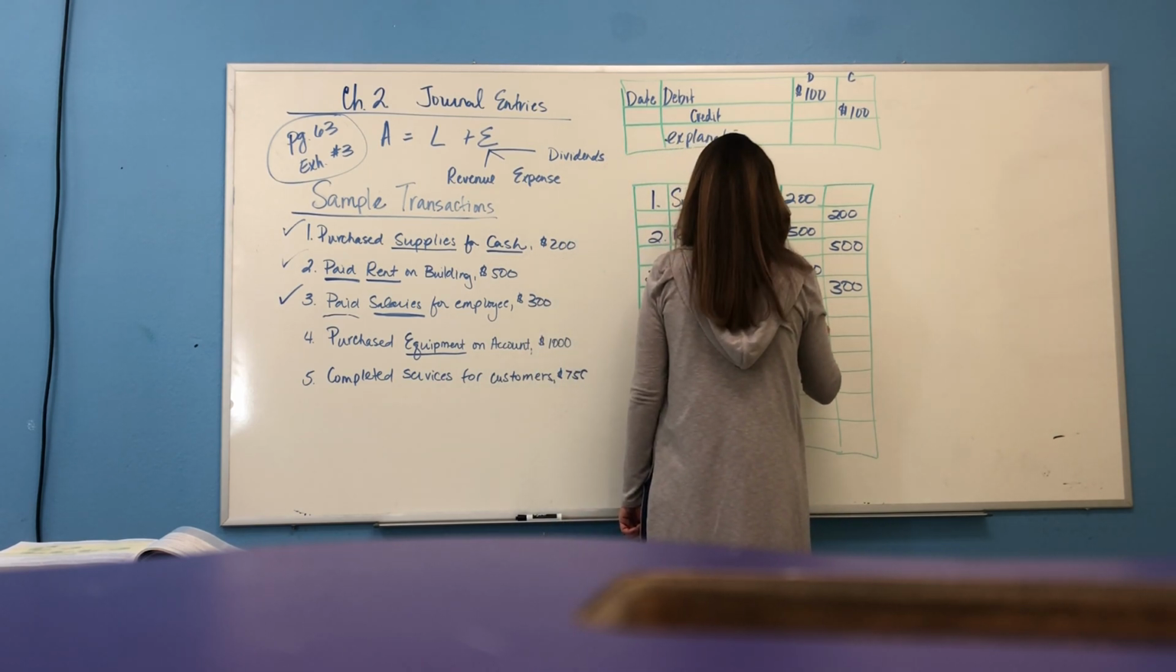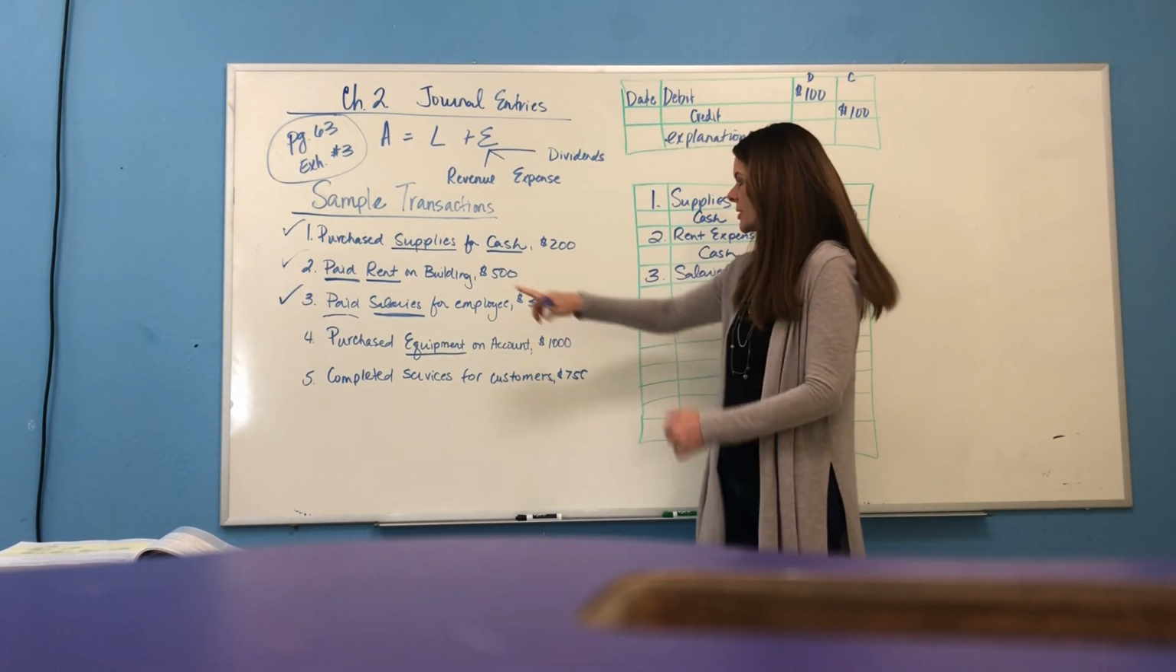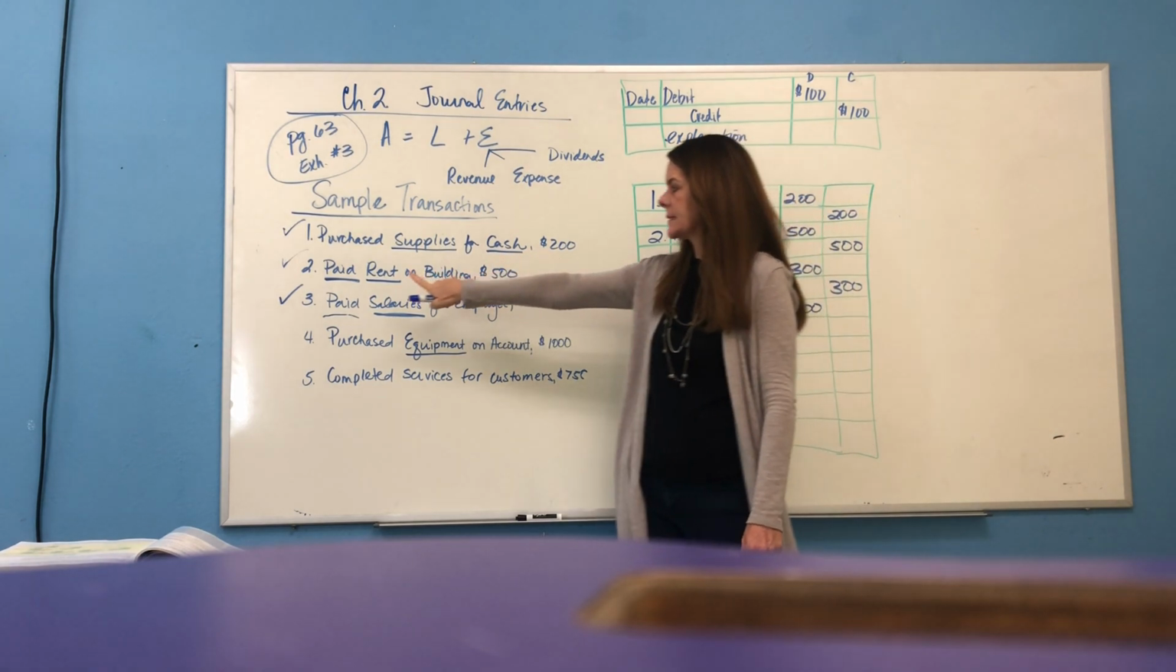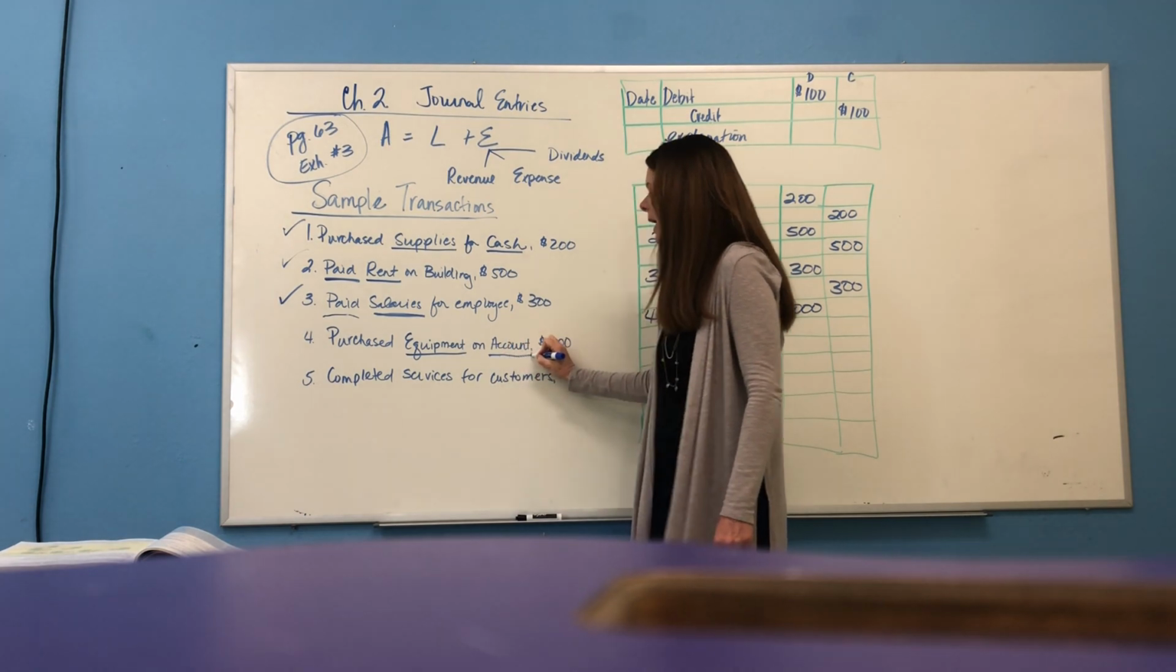The equipment amount was $1,000. And it didn't say that we paid. It didn't say we paid cash like up here. It didn't say that we paid anything. Actually, it said we put it on account.